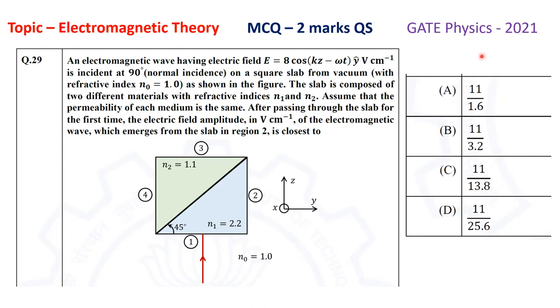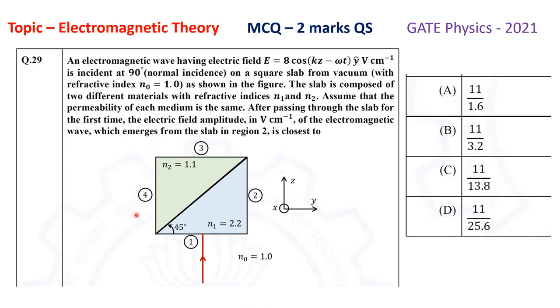This question was asked in the GATE Physics paper 2021. This is an MCQ having 2 marks, and the question was asked from the topic electromagnetic theory. The question is, an electromagnetic wave having electric field E vector equals to 8 cos(kz minus omega t) along y cap direction, and the unit is volt per centimeter, is incident at 90 degrees, that is normal incidence, on a square slab from vacuum with refractive index n naught equals to 1 as shown in the figure.